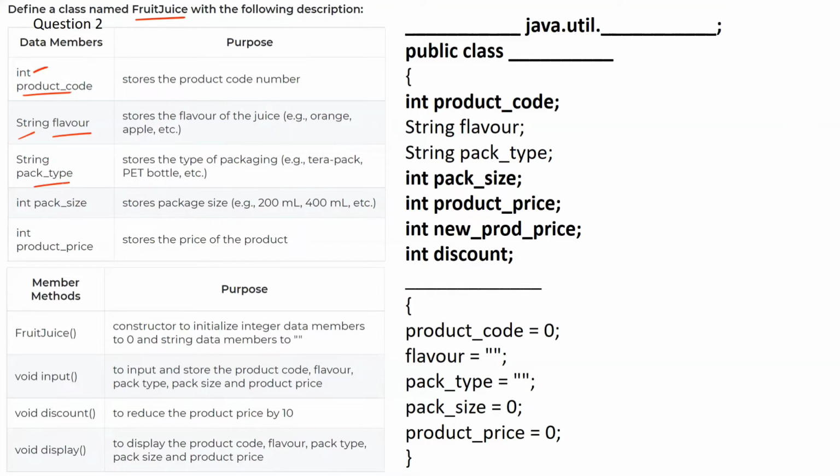Third one is pack type. It is of type string. Fourth one is pack size. It is of type int. Fifth one is product price and it is also of type int. We are having certain methods. First one is fruit juice, which is a constructor. Second one is void input. Third one is void discount. Fourth one is void display.